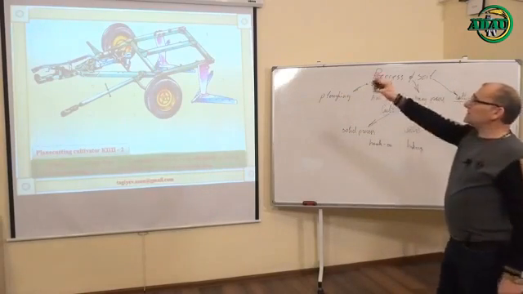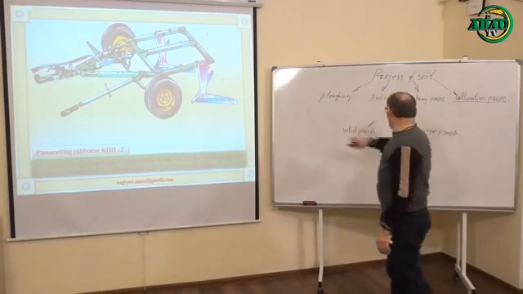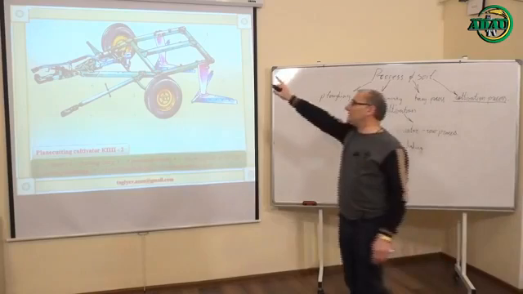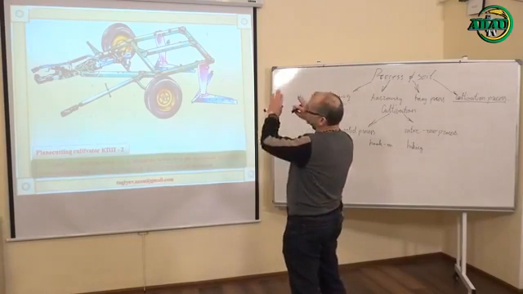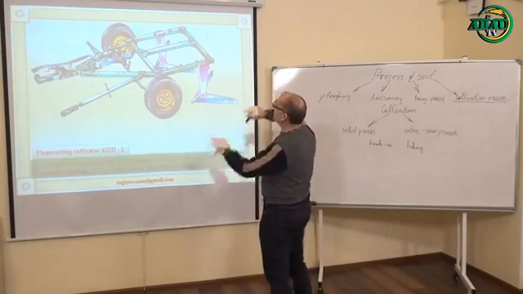But this kind of cultivator is distinguished from the previous one. This one is specially used for inter-row work. This is a plant cutting cultivator, TPP2. The structure, I would say, is similar to the previous one.